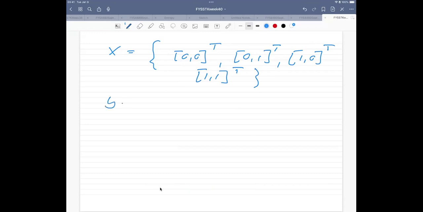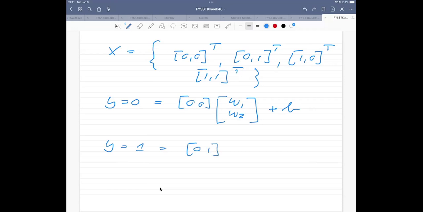So if I have Y equal to 0, then what I should have, let me just write it like this: if Y is equal to 0, what I have is 0, 0 multiplied, and I'm writing this as a vector inner product, plus b. If I have Y equal to 1, I have 3 options. In that specific case, I could have 0, 1, but I could also have 1, 0 and 1, 1. I'm not going to write all of them, but this is what I would have to train.